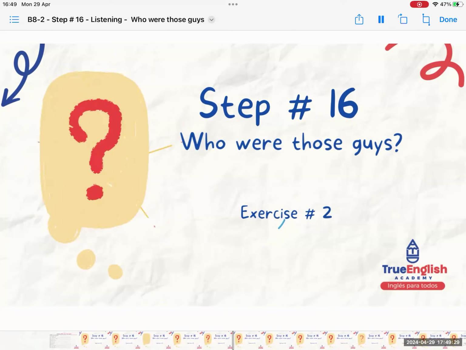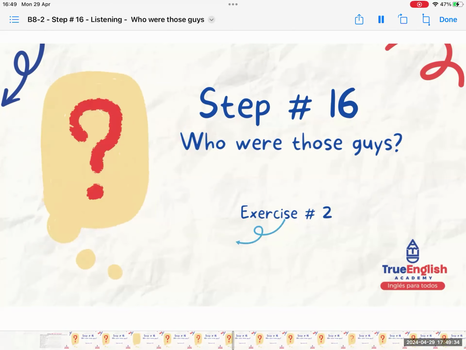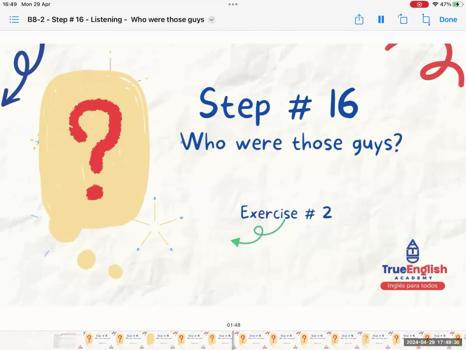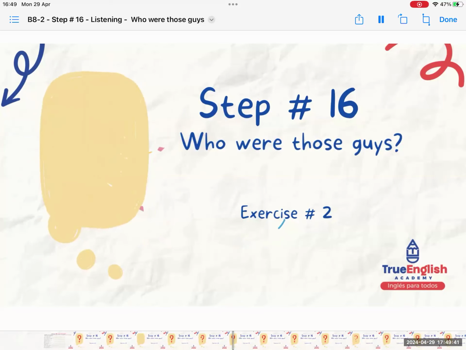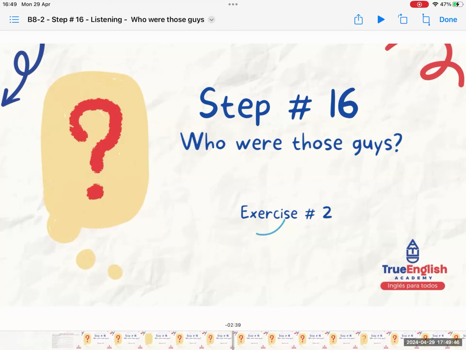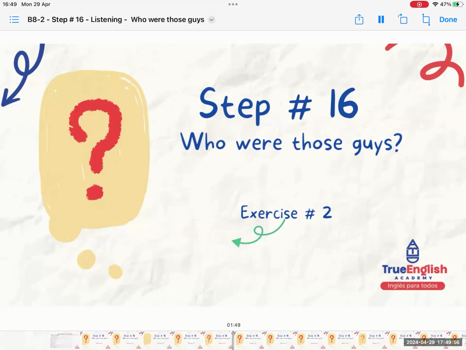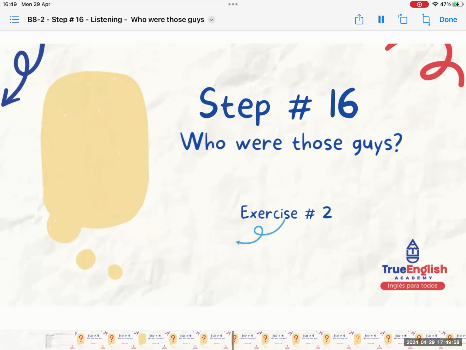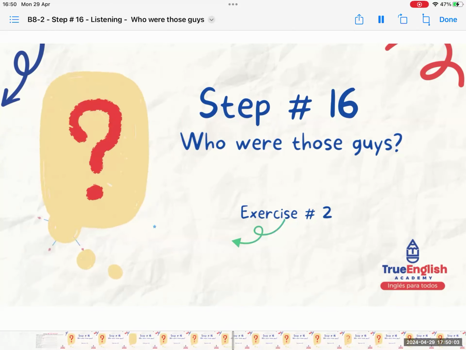Number 5. Robert Downey Jr. is the man who played Iron Man in the movies. Remember that play es igual a actuar, okay? Number 5. Robert Downey Jr. is the man who played Iron Man in the movies. You got it?